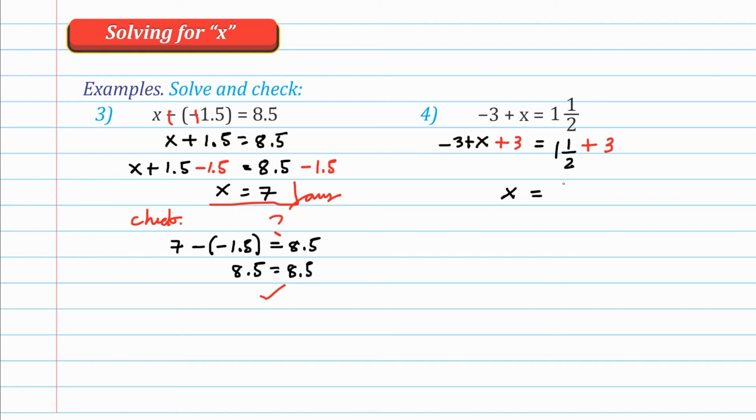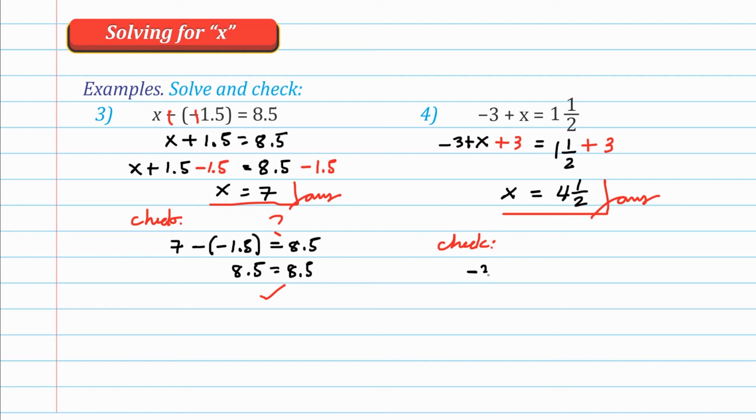Now 1 and 1/2 plus 3 is of course 4 and 1/2. You can write your answer in improper fraction as well, but this is enough. So x here is 4 and 1/2. Again, we can check our answer. Substitute in the original equation.